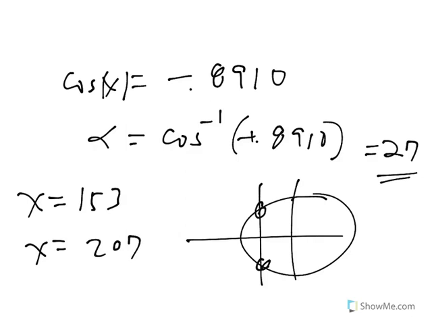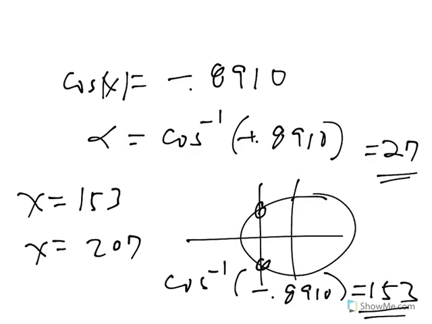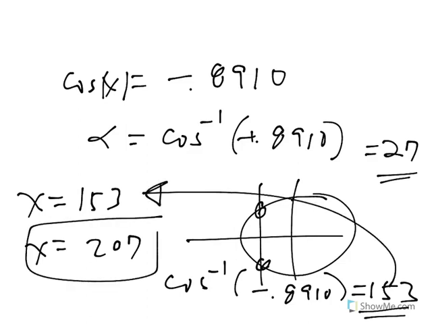Notice that if I were to put into the calculator cosine inverse of negative 0.8910, it would say 153, which is good, it's one of the answers. But to get this 207, it's not so useful. I have to then think, what's the reference angle? So a better thing to do is to put positive 0.8910 into the calculator, and out comes your reference angle, and your reference angle leads you to both answers.